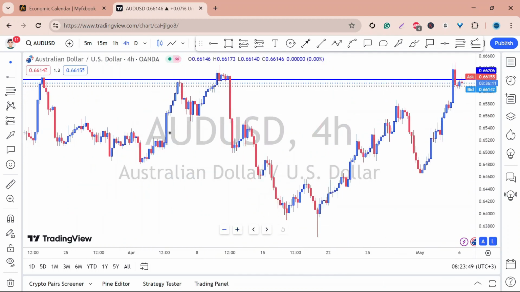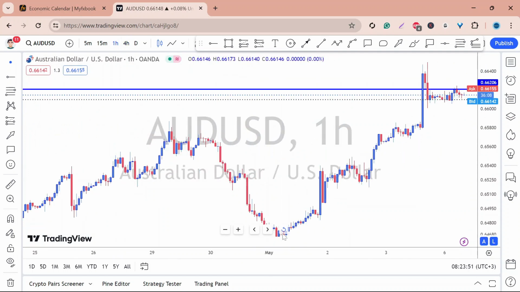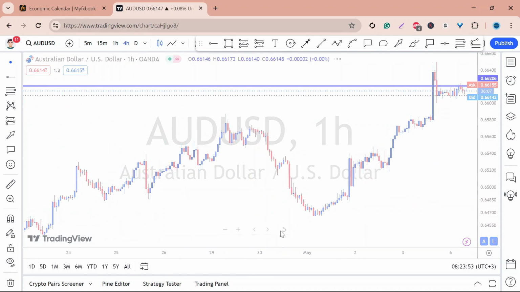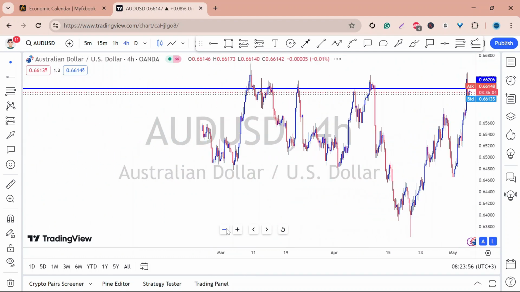So same case as Euro USD. So for AUD USD, so bullish on it. So this is what we have right now.